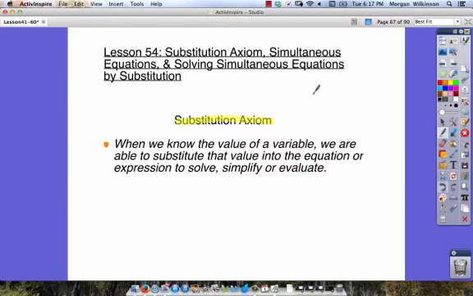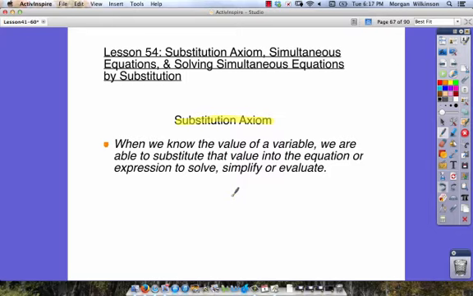Lesson 54 is about the substitution axiom, simultaneous equations, and solving simultaneous equations by substitution. Now the substitution axiom, kind of like the trichotomy axiom, sounds complicated, but it's really quite simple. The substitution axiom essentially says, when we know the value of a variable, we are able to substitute that value into the equation or expression to solve, simplify, or evaluate.